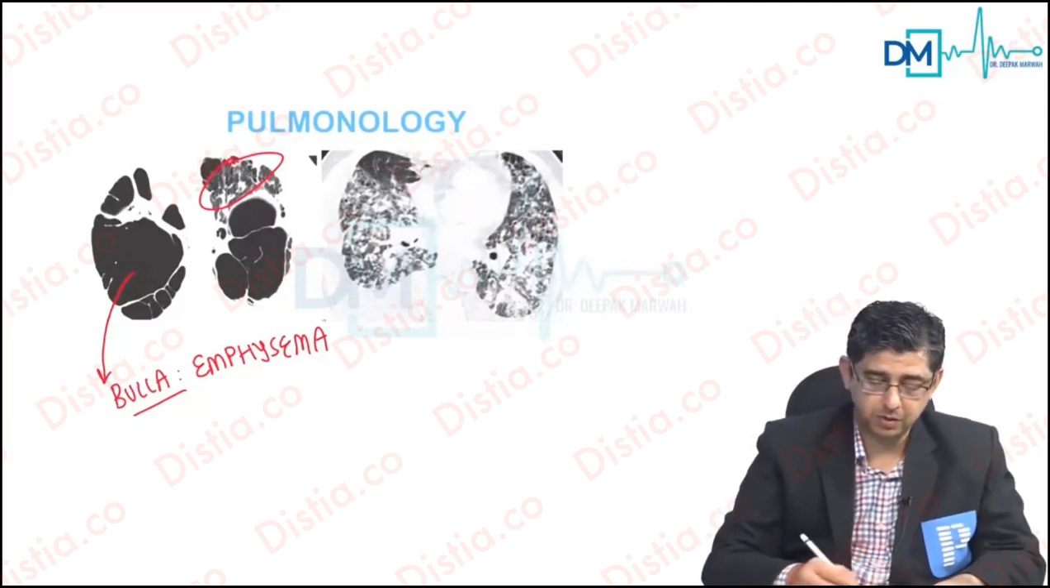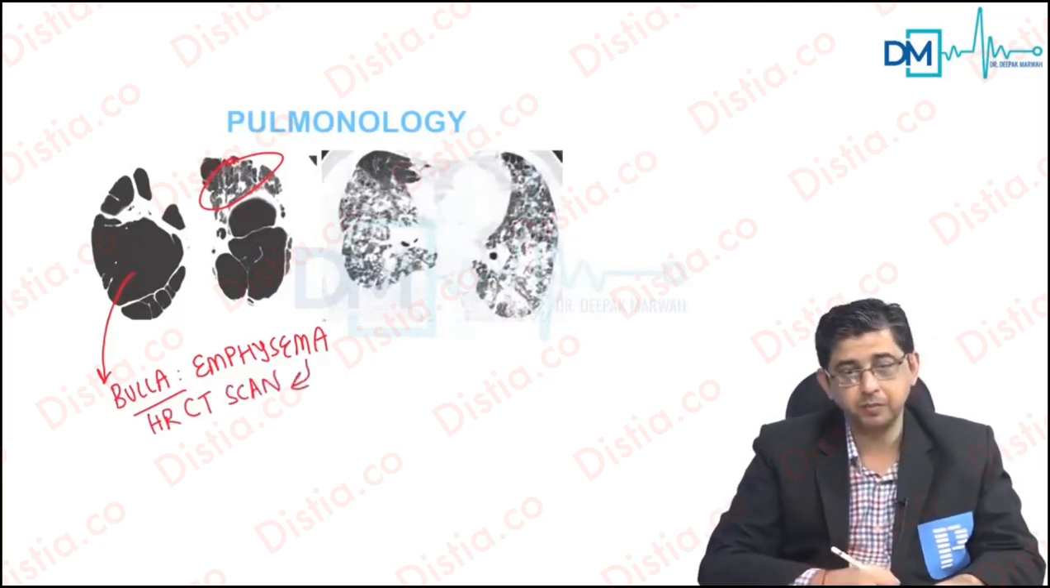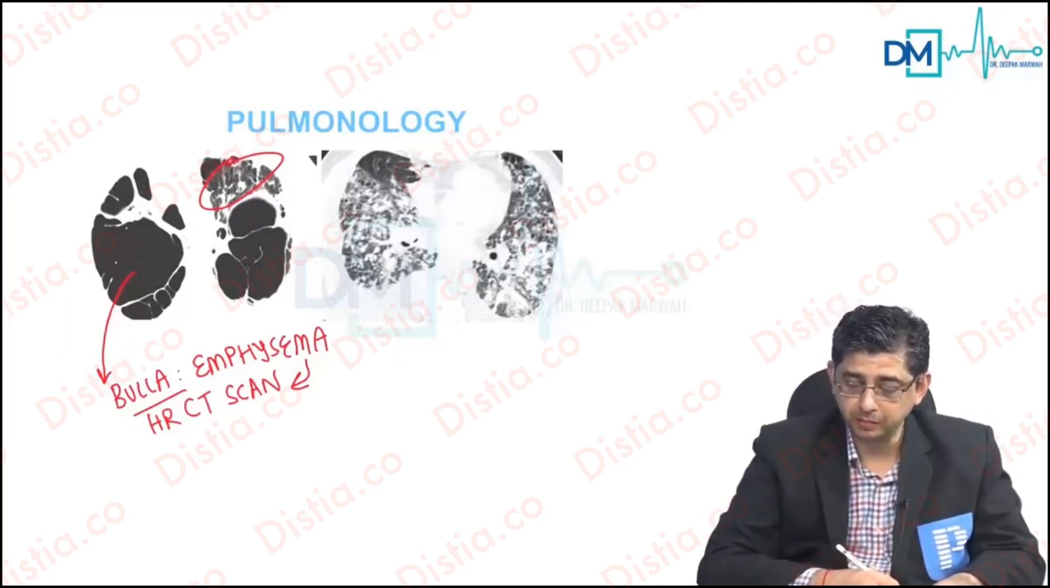For emphysema, the best test for diagnosis is not spirometry, it is a high resolution CT scan that can confirm the diagnosis of emphysema. The structural damage would be blebs or bullae that can be seen. And the best treatment for emphysema is single lung transplantation or bilateral lung transplantation as the requirement may be.